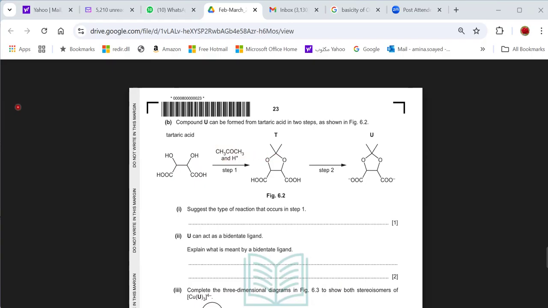So this is either we say addition, elimination. So here, as you see, this is the carbon of the propanone, and these are the 2 CH3s. So there is a water removed. So this is either we say condensation, or we say addition, elimination.